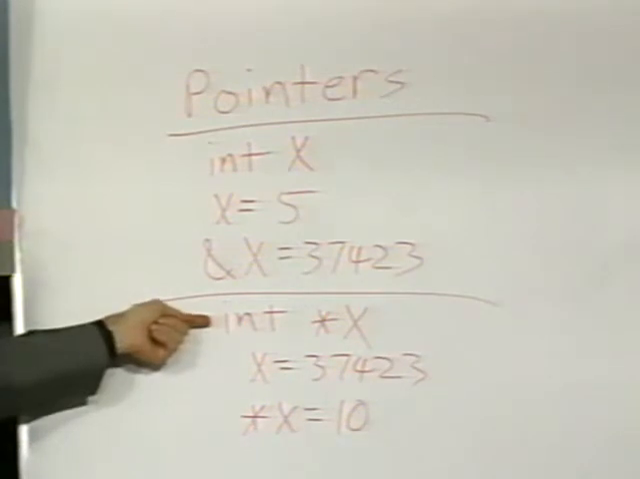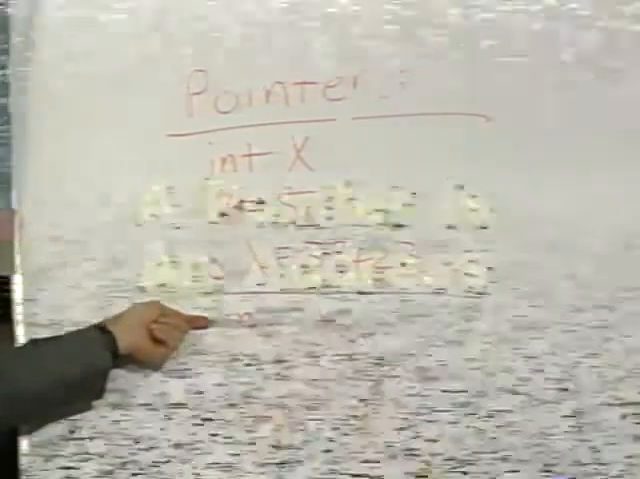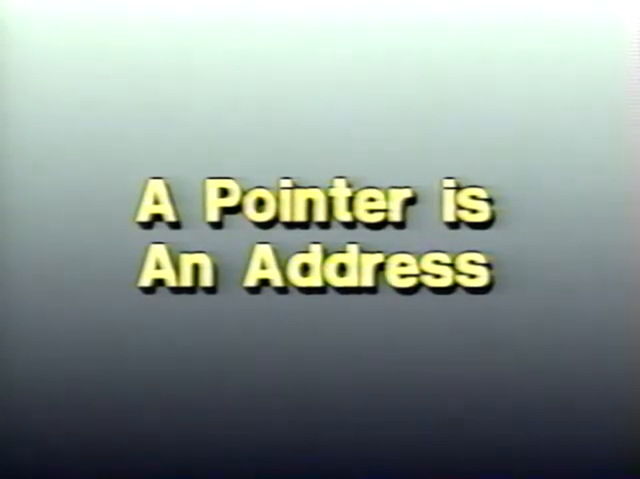If we declare x to be *x, that means we declare x to be a pointer or an address. To keep this straight, remember this. A pointer is an address. That's all you need to remember.